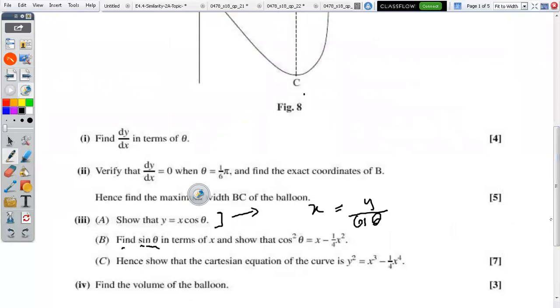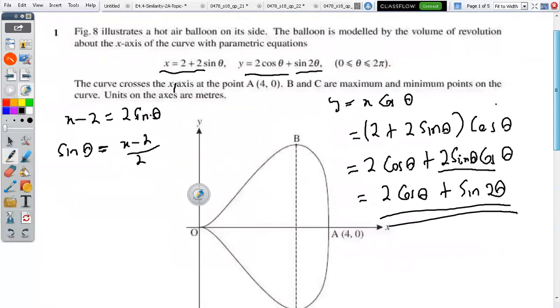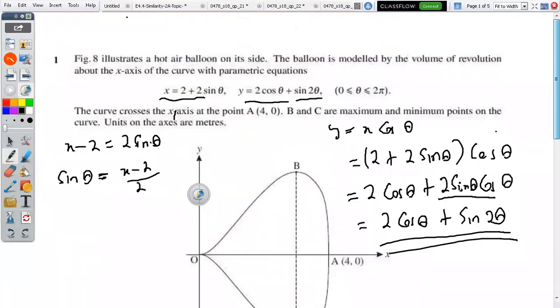Now, they are now saying, show that cos squared is equal to x minus that divided by that. So we are going to pick it from there. Cos squared. I'm sure you can see where the cos squared is going to come from. Are we together? So we now know what sine theta is.